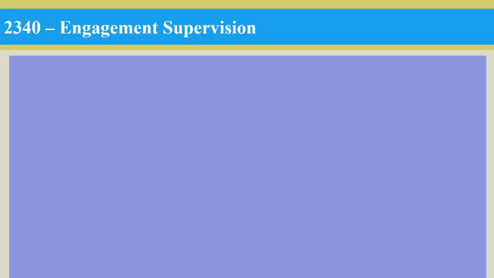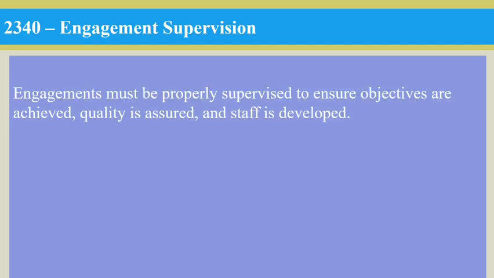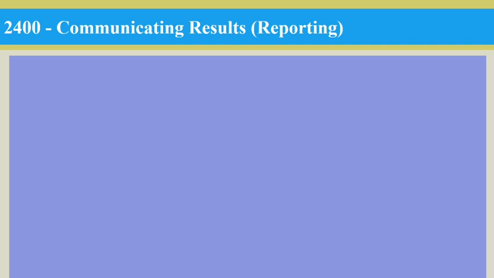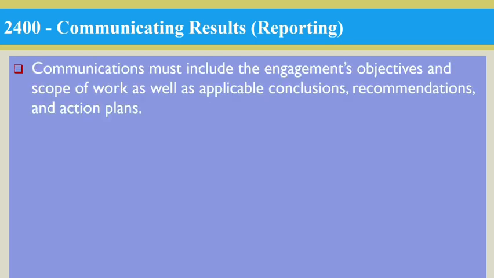Standard number 2340, talking about the engagement supervision. Engagements must be properly supervised to ensure that objectives are achieved, quality is assured, and staff is developed. Standard 2400, talking about communicating results or reporting. Communications must include the engagement's objectives and scope of work, as well as applicable conclusions, recommendations, and action plans.